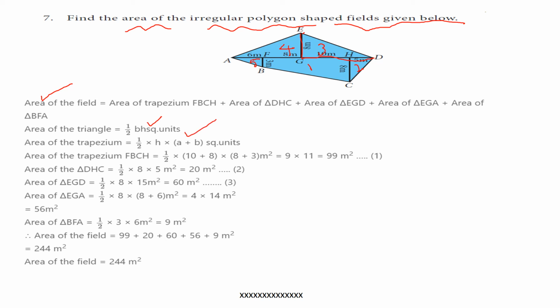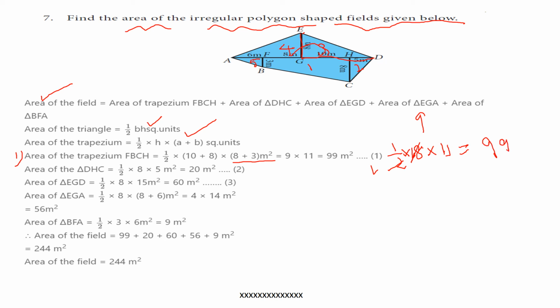Let us find the area of trapezium FBCH. So half into H, H is here 8, plus 10. So that is 18. Into A is 8 and B is 3. So 8 plus 3, 11. So simplify: 1 2 is 2, 9 2s are 18. So 9 into 11, 99.